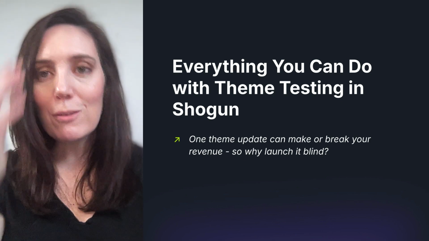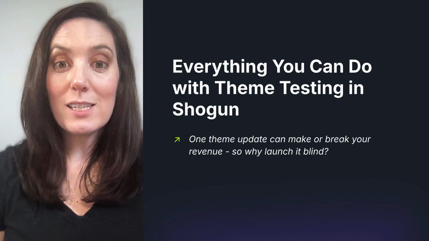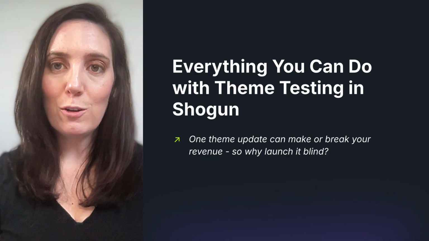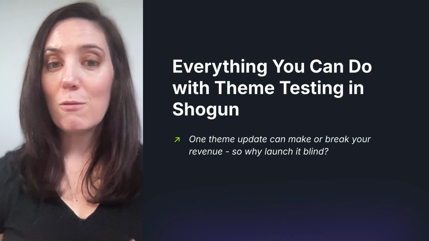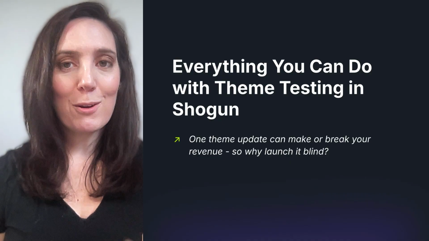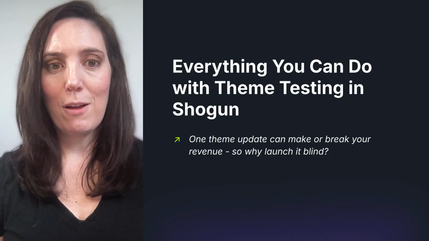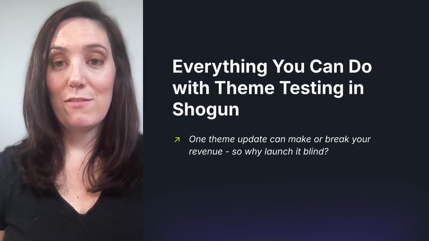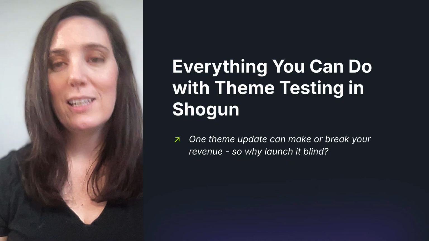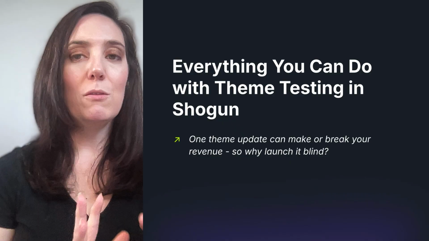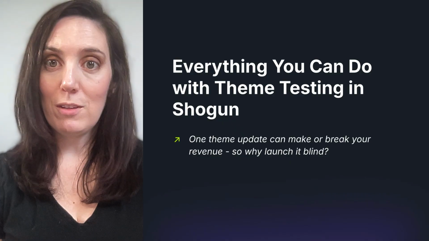This is why we built theme testing in Shogun. Instead of gambling your entire store on a single launch, you can validate full store design changes before they go live. You get real shopper data, real behavior insights, and you can see whether that new theme is going to perform better without risking your entire storefront. It's basically a safety net for design decisions and a smarter way to roll out big changes with confidence. So now let's dive into a couple of theme test ideas you should try before you launch your new theme.